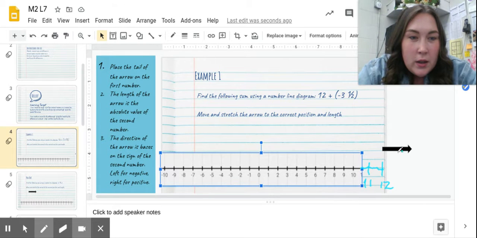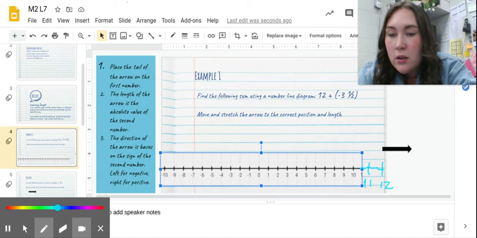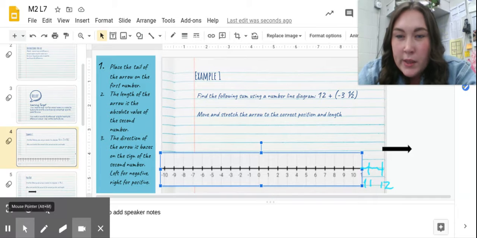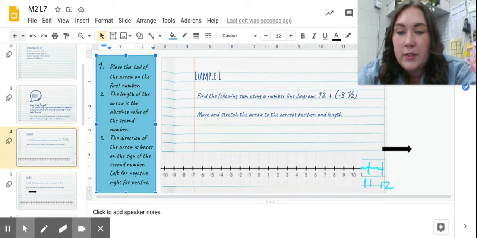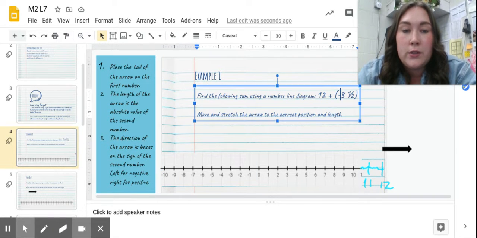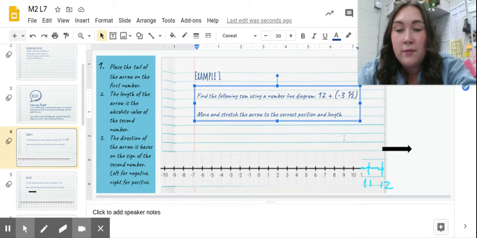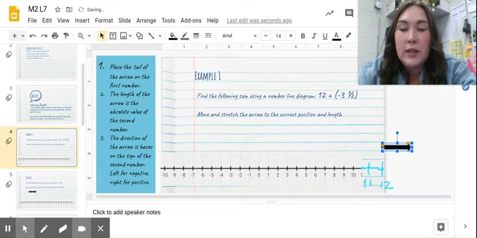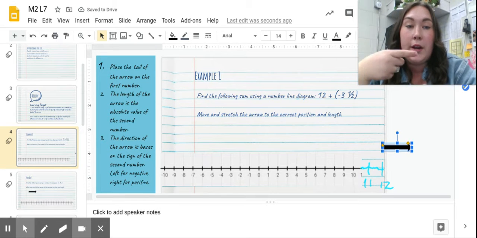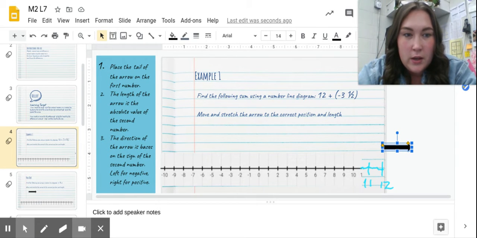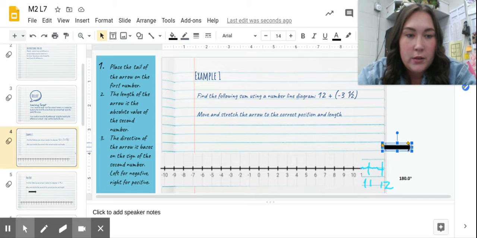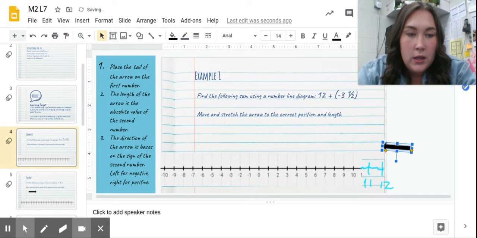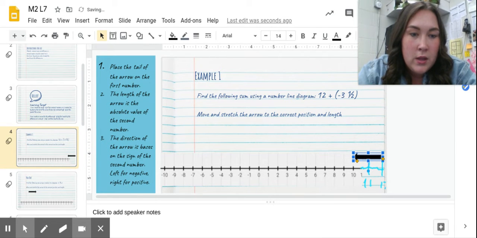So I would then look at the direction. And so I see that the direction of the arrow is based on the sign of the second number. So my sign is negative, and so your arrow will go left for negative and right for positive. So I'm going to take this and flip it around so that it's facing towards the left. And my tail would be on 12. And I'm going to stretch it to where it's 3.5.